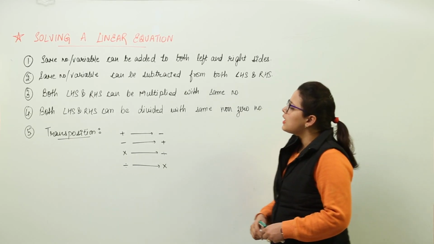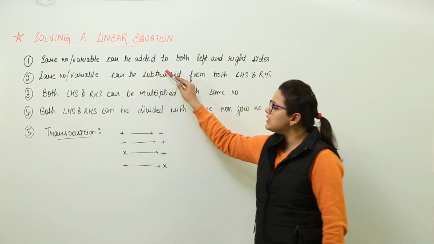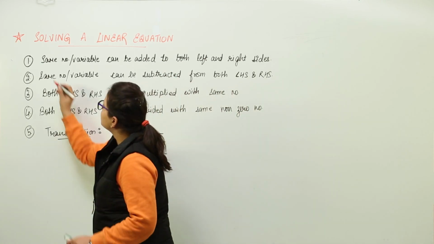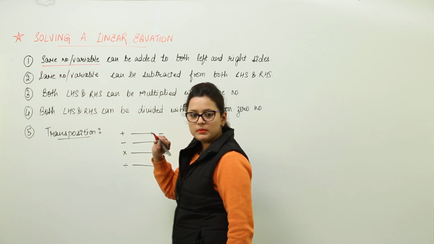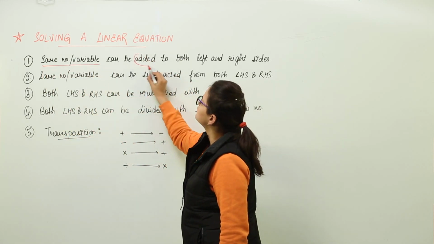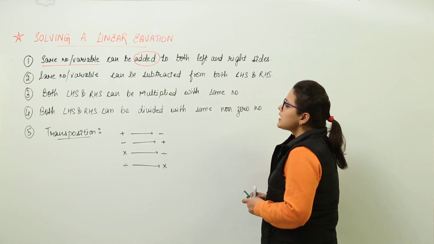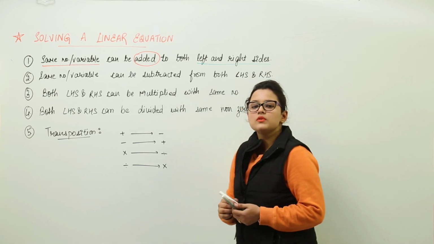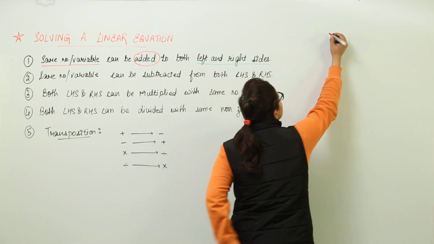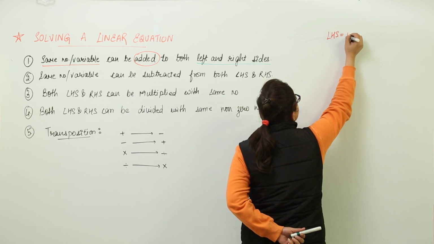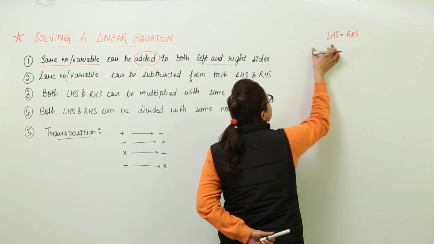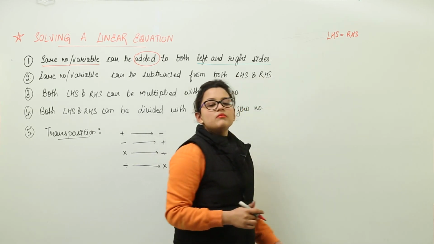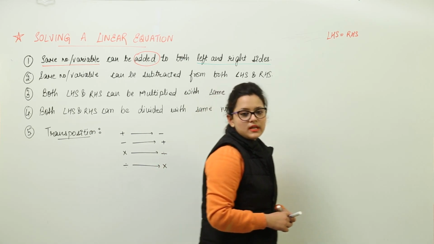Now let us learn how to solve a linear equation. These are some rules that are to be followed. The first one is that the same number or same variable can be added to both the left hand side and right hand side. As we are aware, a linear equation has two sides, right? We have a left hand side and a right hand side. So you can add the same number to the left hand side and to the right hand side. You can add the same variable to the left hand side and to the right hand side.